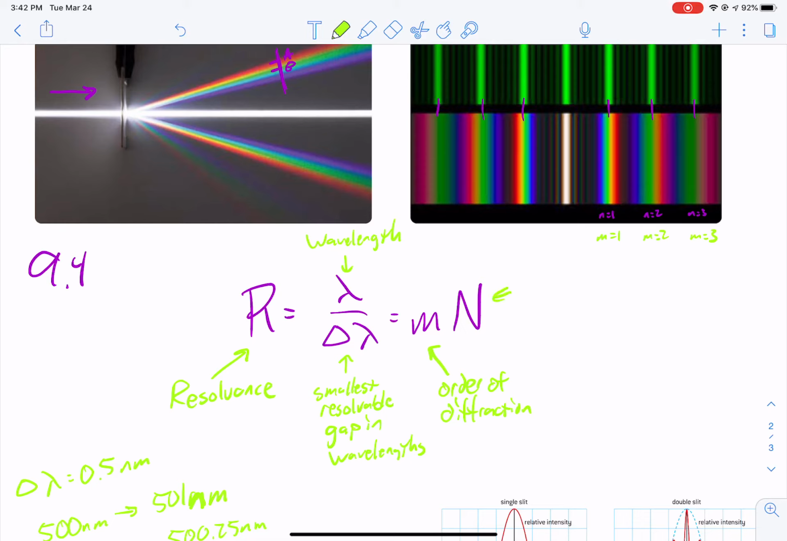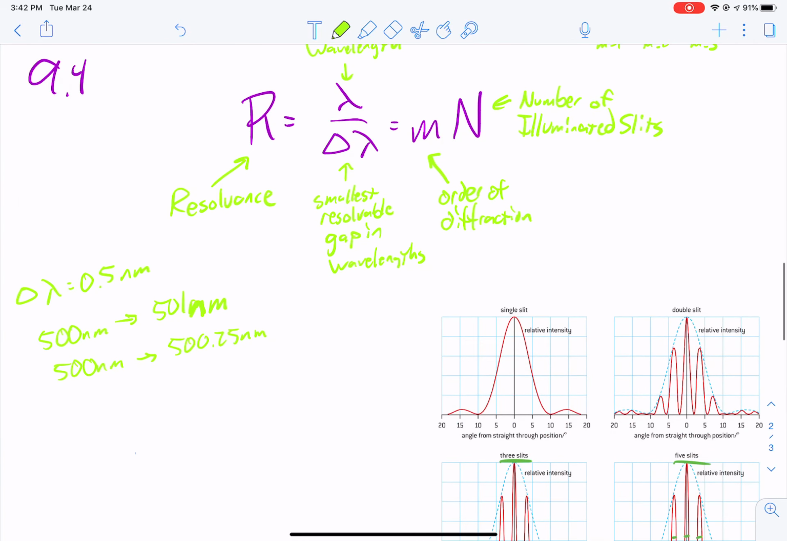Capital N is the number of illuminated slits. Let me explain what I mean by that. So single slit has one slit. The light goes through one slit. It has one slit illuminated. Double slit down here has two slits. Light goes through both slits.